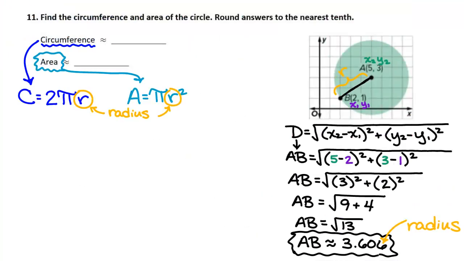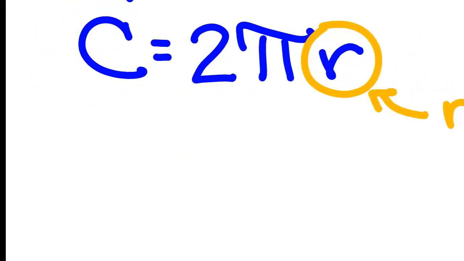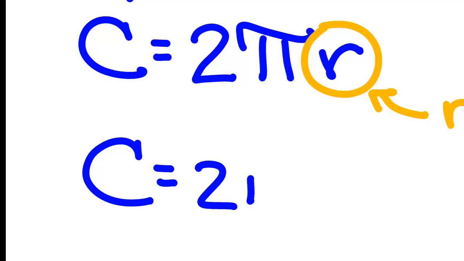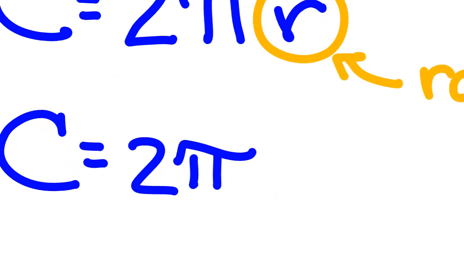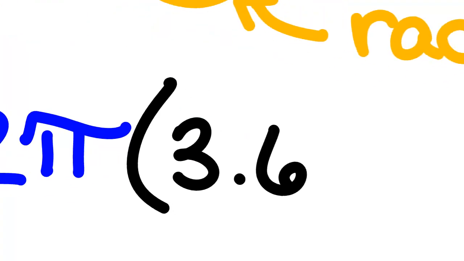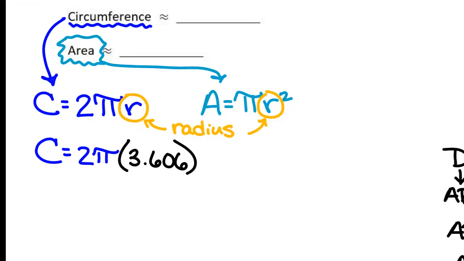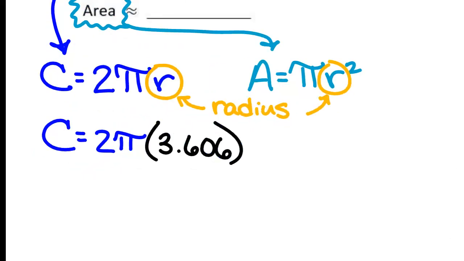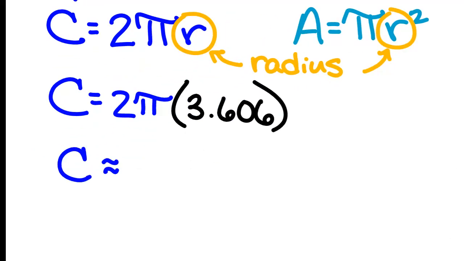So that's what we're going to put into both of those other formulas in the place of r. So I have C equals 2 pi times 3.606. You are going to use the pi button on the calculator, which is right here. We're not replacing that with 3.14. So 2 times pi times 3.606. You get about 22.657.